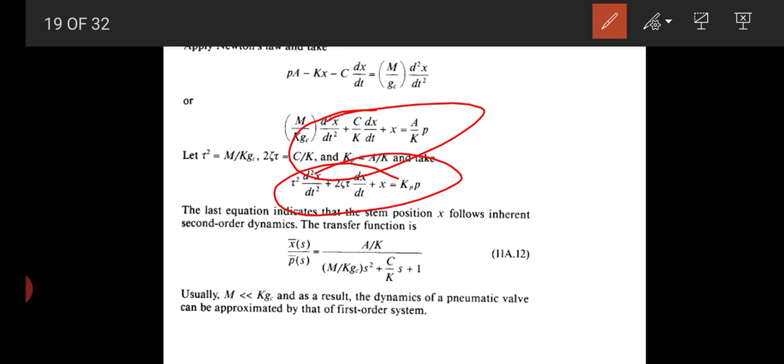Usually the value of mass m is much lesser than k into gc. Here k is basically the gain.